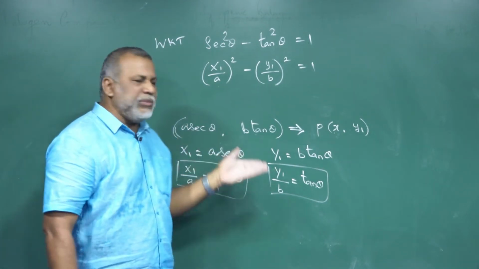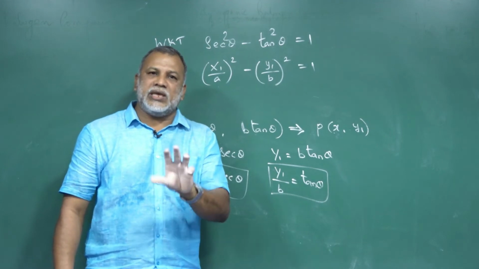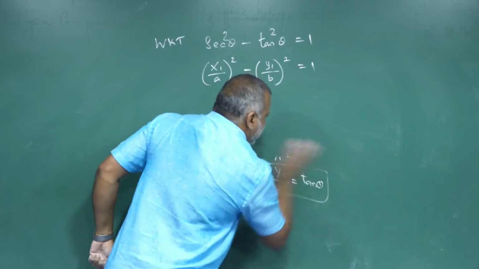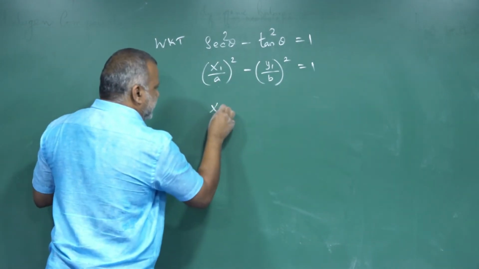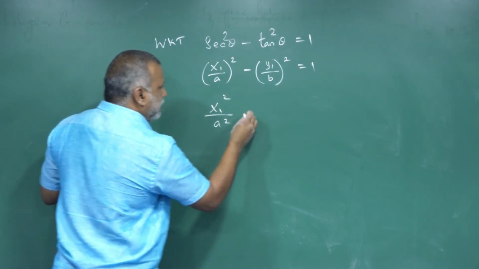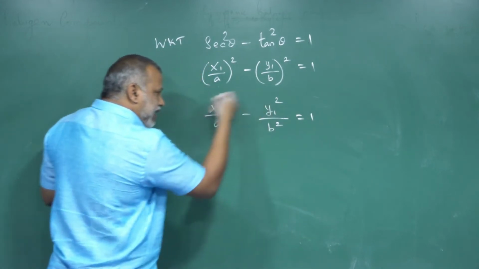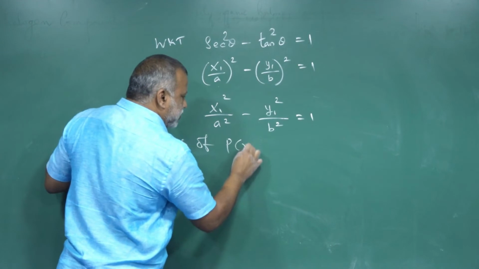Instead of this a, b, we can get any number also. In the previous question, they gave the numerical value. Here they are giving the constants a and b. So now, see this one, theta can be eliminated. x1 squared by a squared minus y1 squared by b squared equal to 1. We need the locus. So locus of P x1 comma y1.